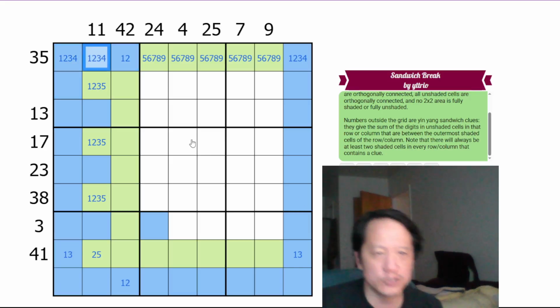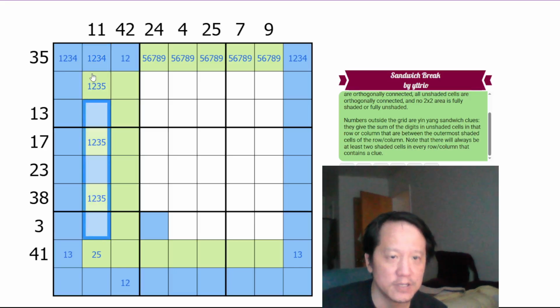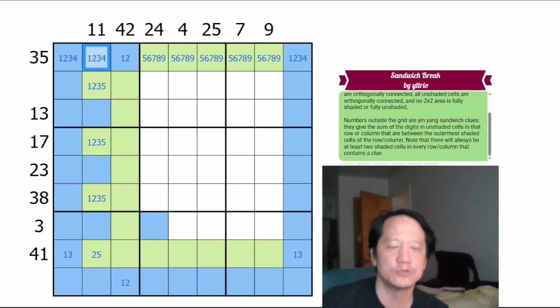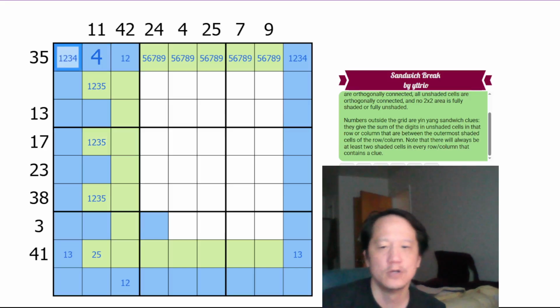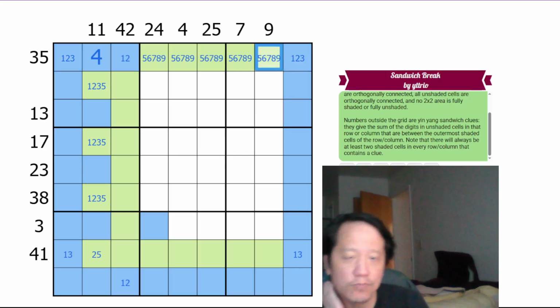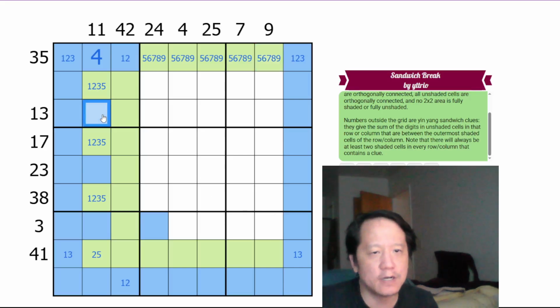This can't be 1, 2, 3, or 5 because of the 4 digits adding up to 11 here. This can't be 1, 2, 3, so this must be 4, which means 4 cannot be here, 4 cannot be here. Remaining digits in column 2 are 6 through 9.